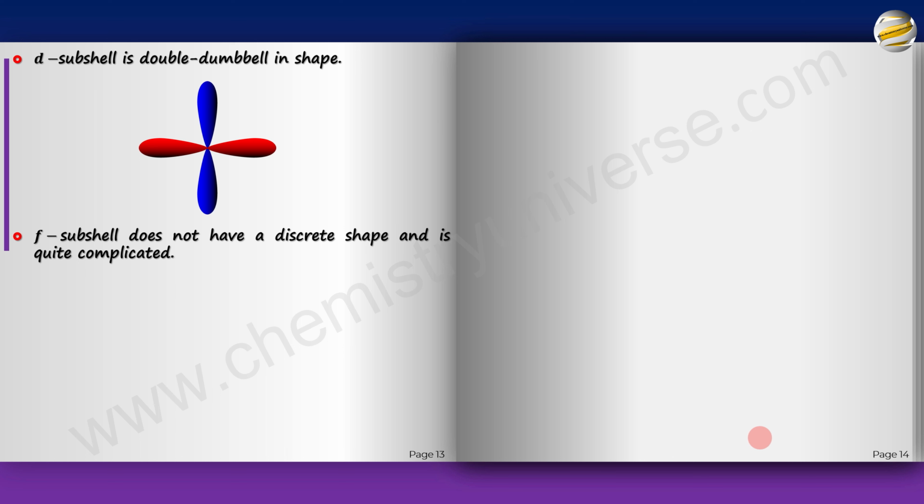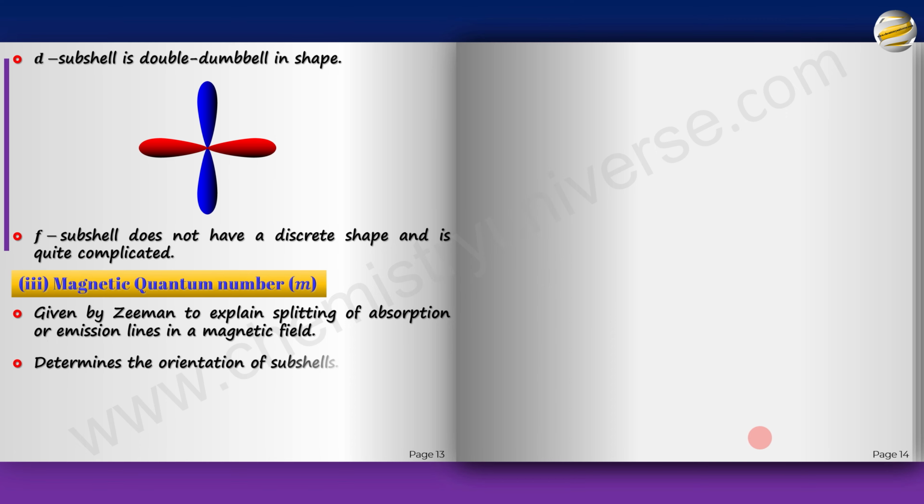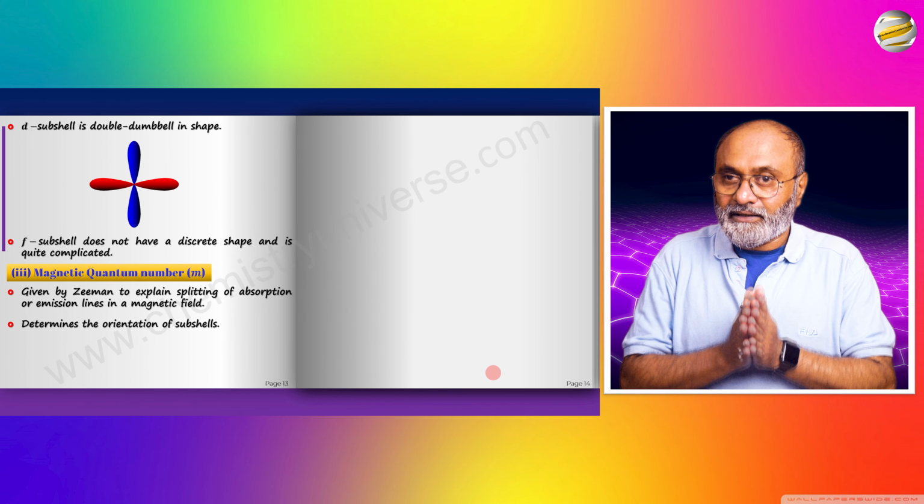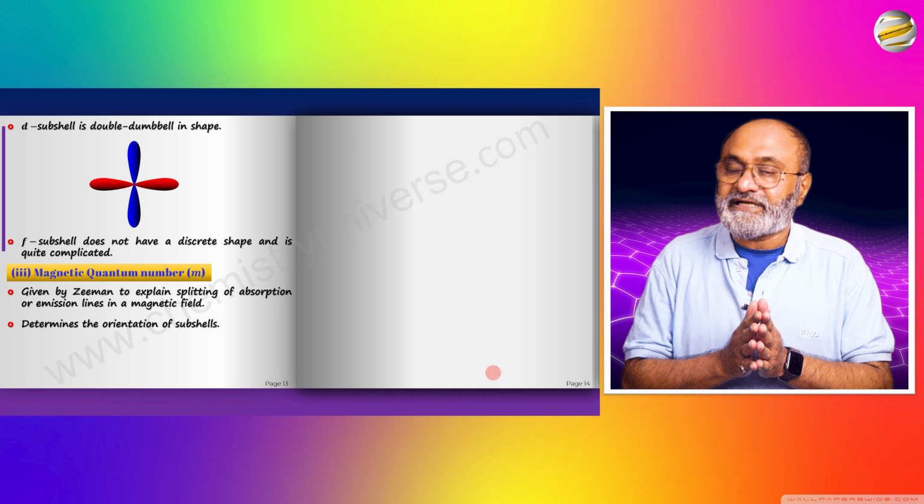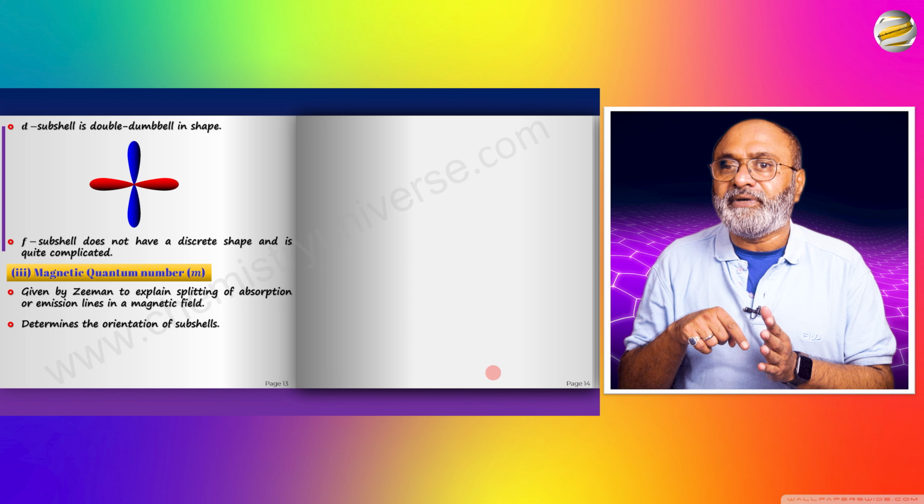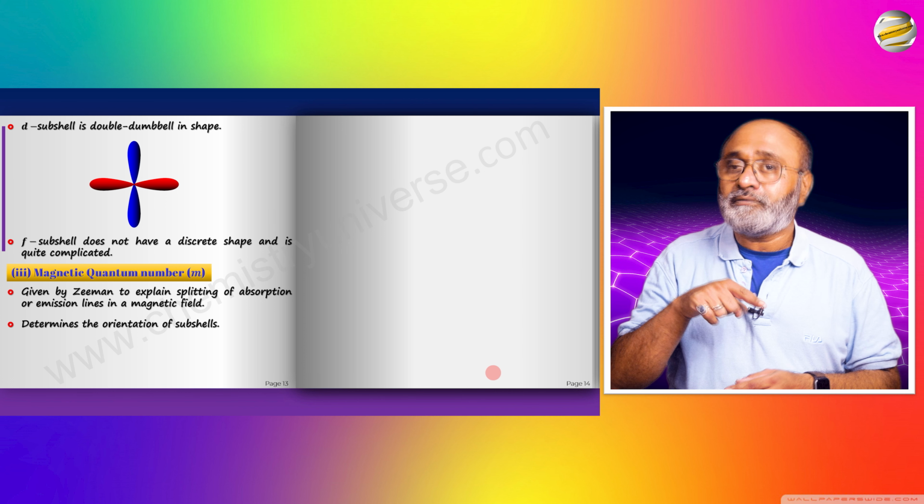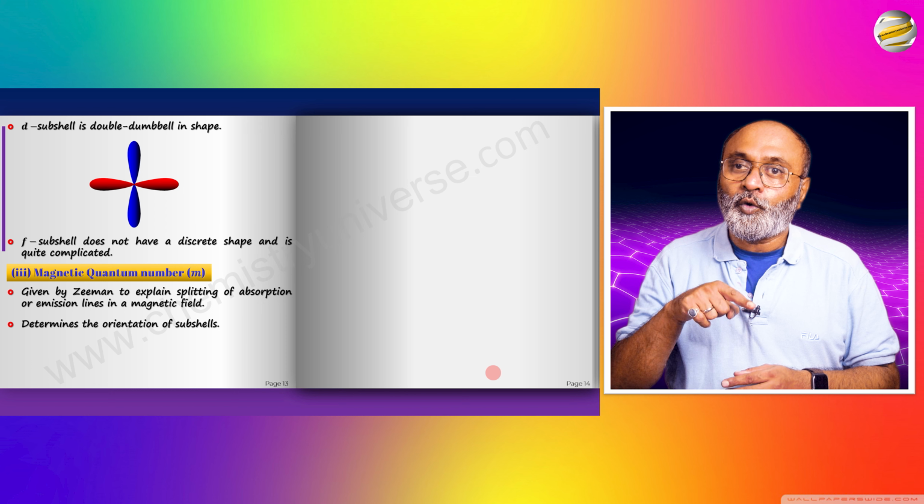We don't have to talk about that. Then comes the third quantum number, the magnetic quantum number. This was given by Zeeman due to Zeeman effect, when there was splitting of absorption and emission lines in a magnetic field. This determines the orientation of subshells. So remember, the subshell L can have various orientations. For example, I showed you a dumbbell, right? But in which direction did I show you the dumbbell? I showed you the dumbbell up and down. Does it mean it can only be up and down? No, it can have many orientations.